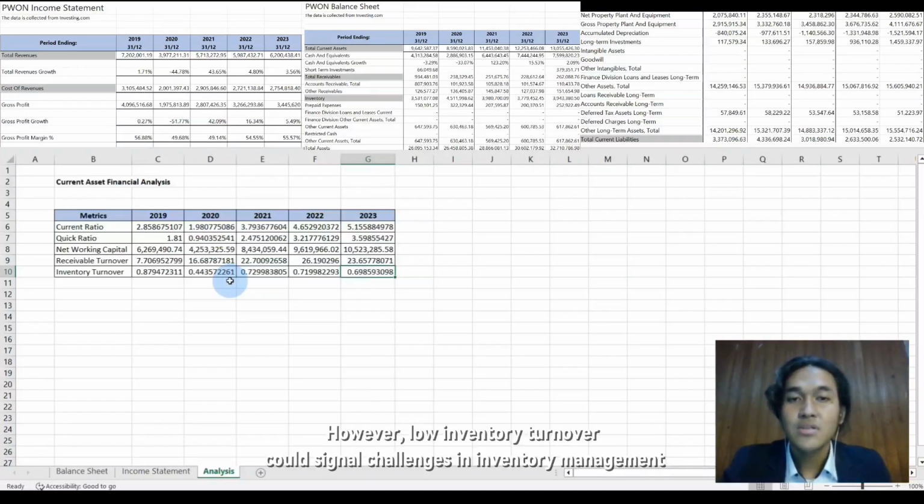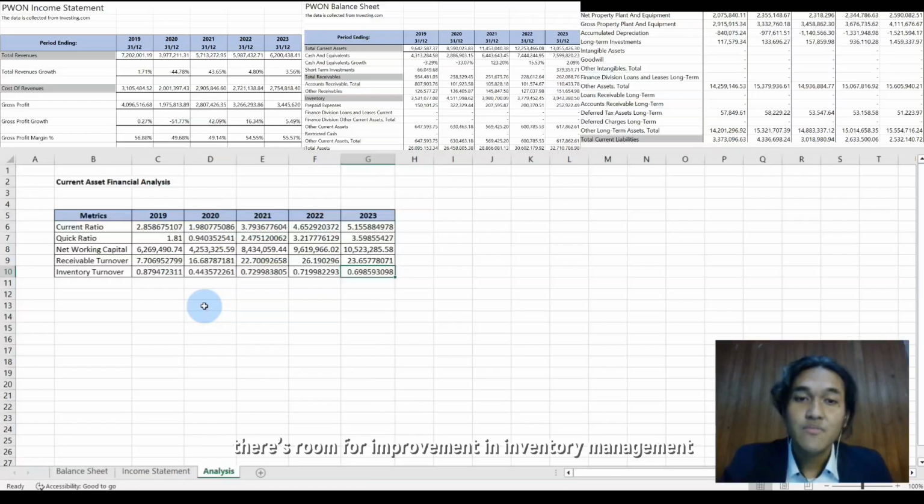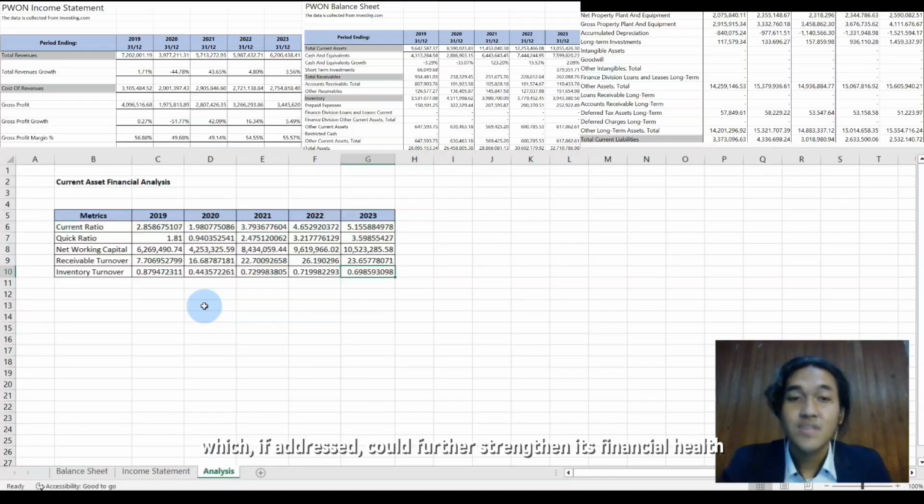However, low inventory turnover could signal challenges in inventory management. This imbalance may indicate the need to refine inventory strategies to ensure alignment with market demand and cash flow optimization. There's room for improvement in inventory management, which, if addressed, could further strengthen its financial health.